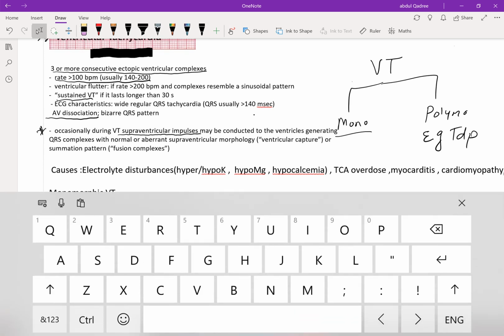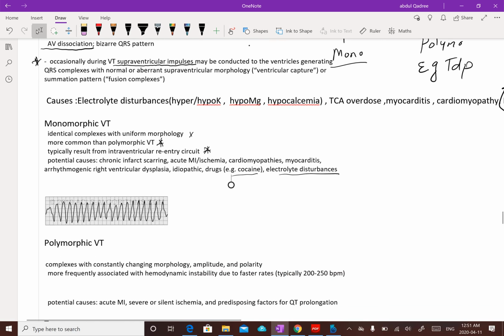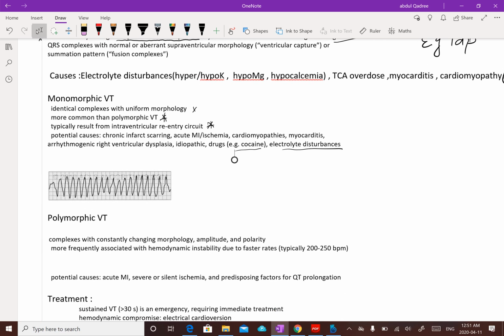Let's have a look at some polymorphic ventricular tachycardia. If you look at this here, you can see that the QRSs are of different morphology, amplitude, and polarity. So complexes with constantly changing morphology, amplitude, and polarity. It's also ventricular tachycardia, but it's the polymorphic type, right? It's more frequently associated with hemodynamic instability due to faster rates. It actually generates faster rates than the monomorphic one, so usually you will see higher beats in this one, around 200 to 250. What are some potential causes? Acute myocardial infarction, severe or silent ischemia, and predisposing factors for QT prolongation.